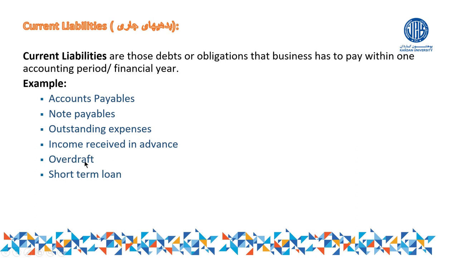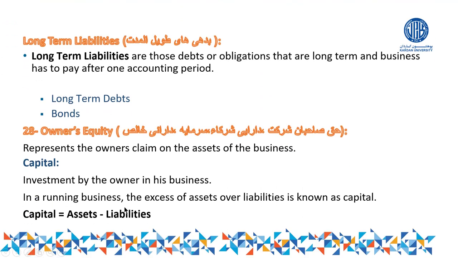That can be called what? Overdraft. You have to repay the banker. That is also a current liability. Next one is short-term loan. You take a loan for less than 1 year, or at the max 1 year. That can be called what? Short-term loan. So remember all of these are very important. Later on, we need all of this: accounts payable, notes payable, outstanding expenses, income received in advance, and so on. If you have any problem, then ask me.